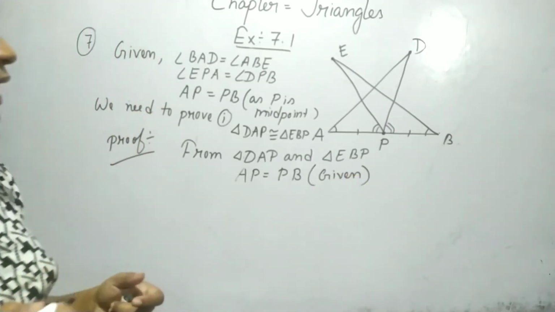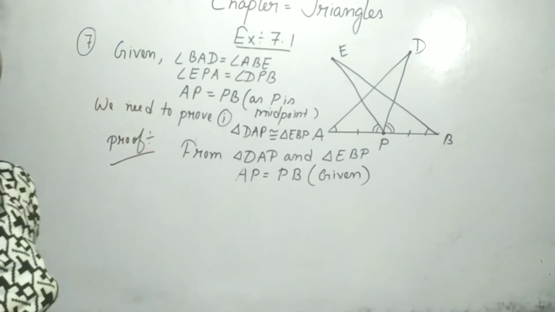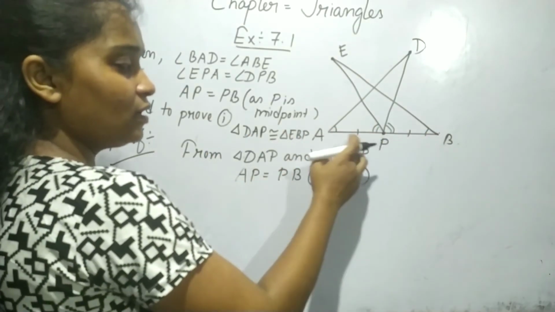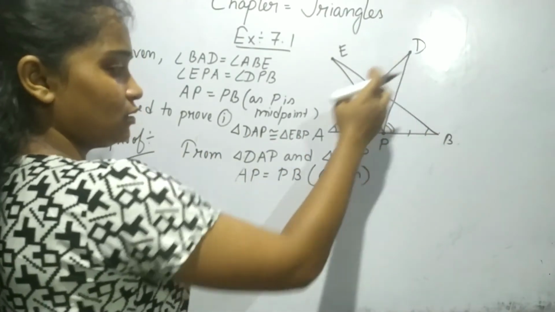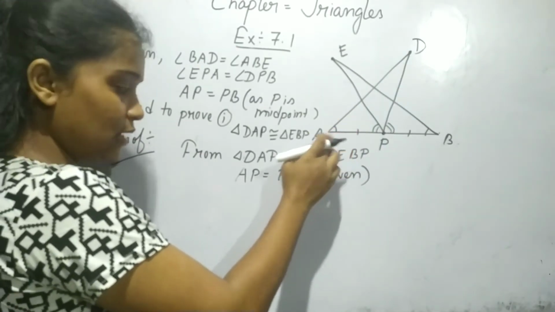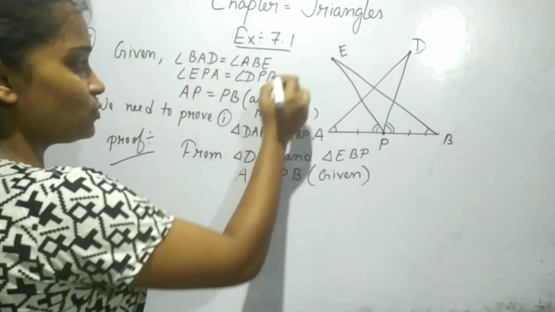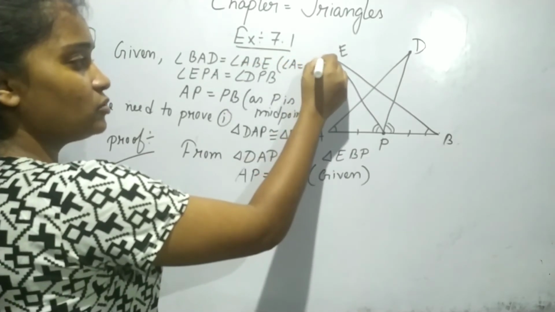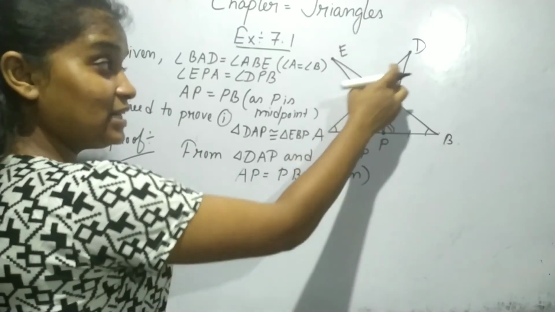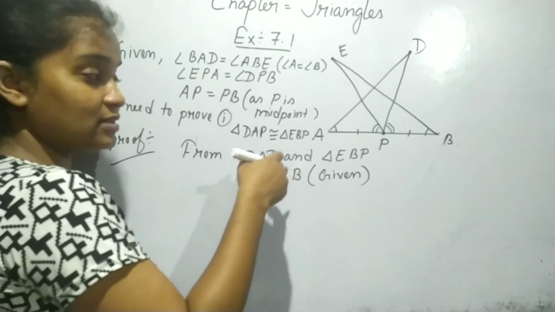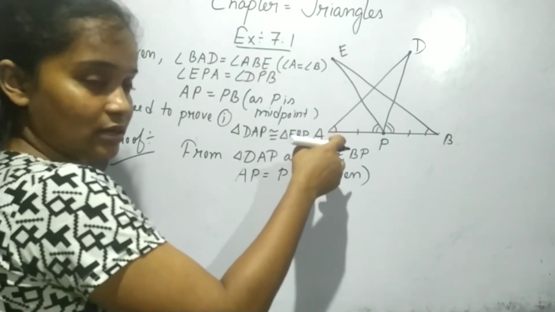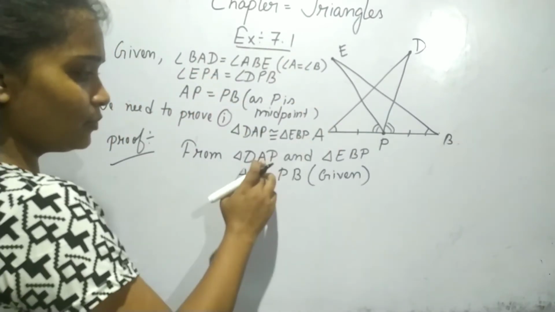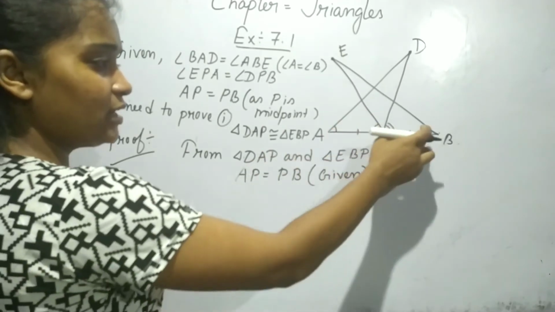Now I will check the angles. BAD and ABE. BAD, that means what angle? Angle A. So in place of BAD you can write angle A, and in place of ABE you can write angle B also, because complete angle A is inside this triangle. So I can write angle A and angle B. So can I take angle A? Because we have only angle A and angle B in those two triangles.